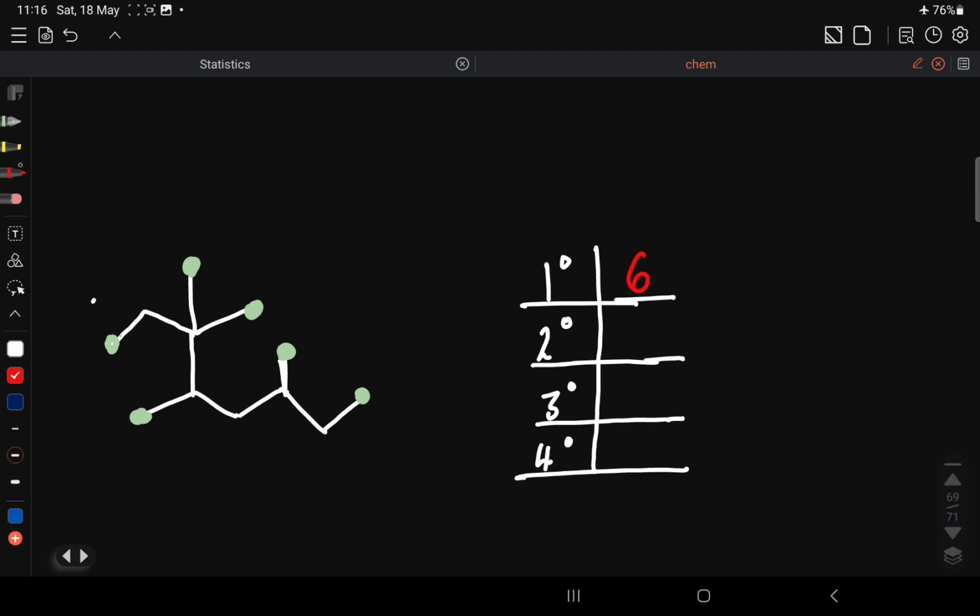Put it in red. There will be 6. Now let's look for another one. Let's look for the secondary. So secondary, where do you see them? They're at a corner, but they don't have anything else connected there.